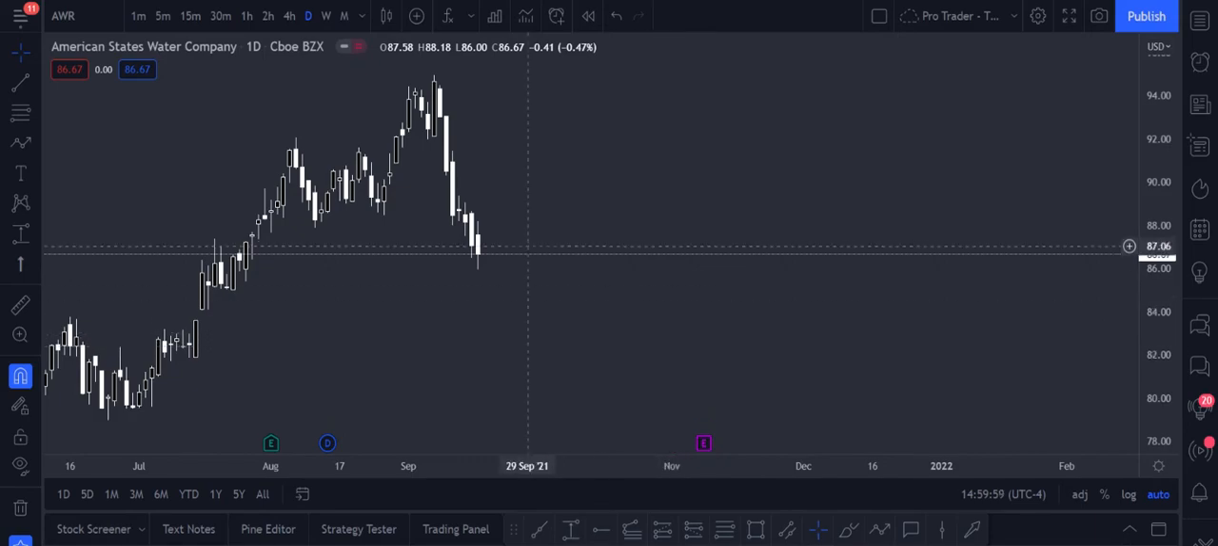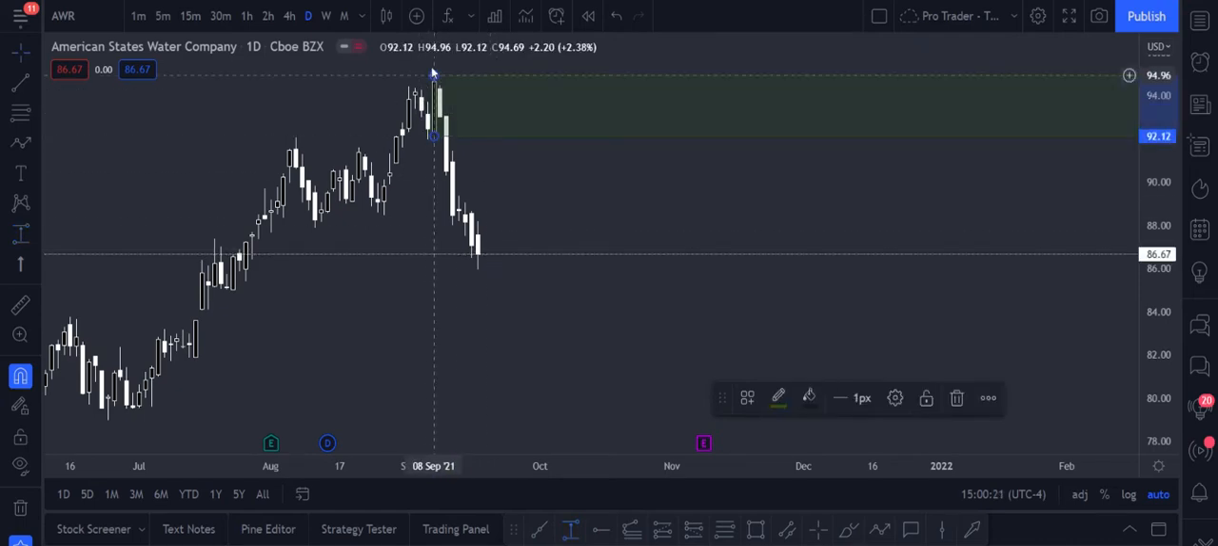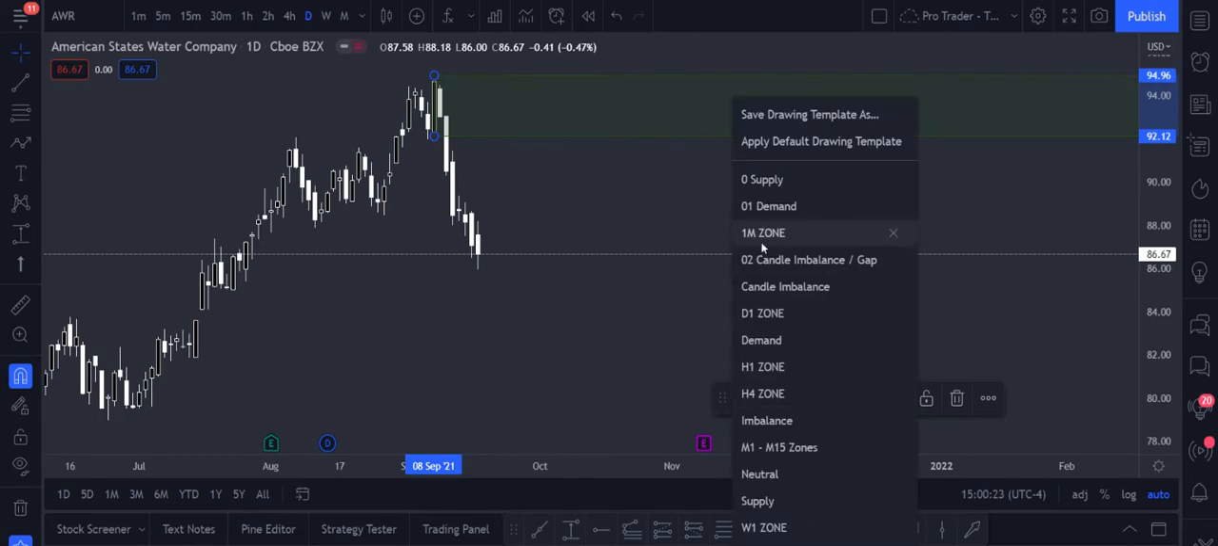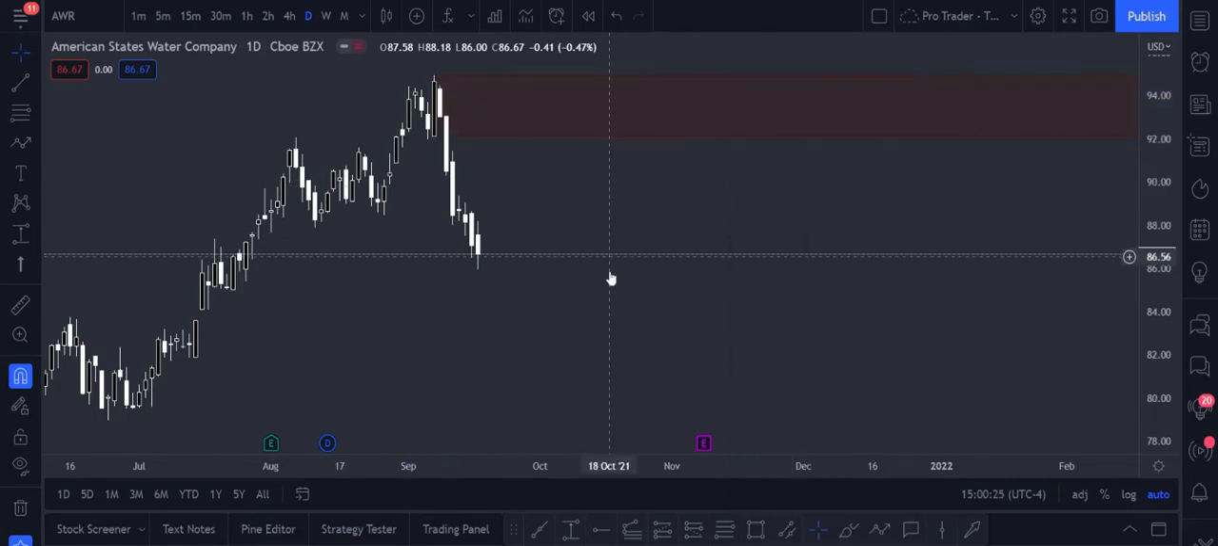So if we look at the most current price, which is here, we want to look up and to the left for our supply zones. So we're going to go to the most obvious. I see more, but I'm going to show you this one. We're going to look up and to the left, and we see that we do have this supply zone here.